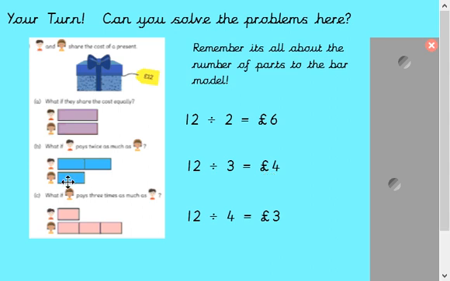So 12 divided by 3 would be £4. Now we know then that this child here would have paid £4, but this child up here would have paid twice as much. So it would have been £4, £8. 8 is twice as much as 4.